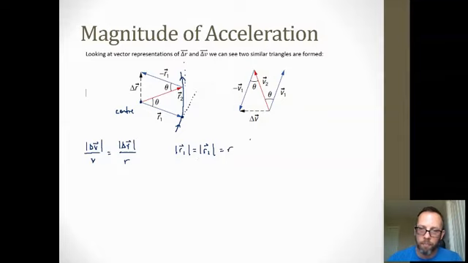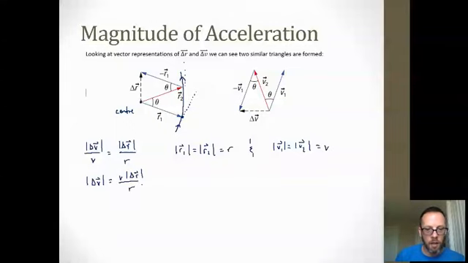And also, V1 and V2, the size of those vectors, that's just V, right? Because uniform circular motion, you have the same speed, which we're going to call V. If we do some rearranging here, we get the size of delta V equals V times the size of delta R, over R. And so keep that in mind.